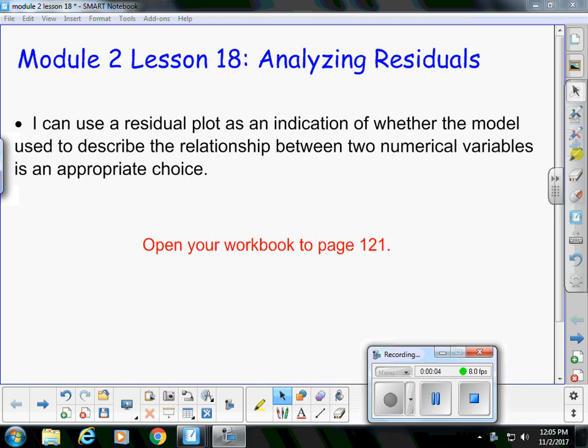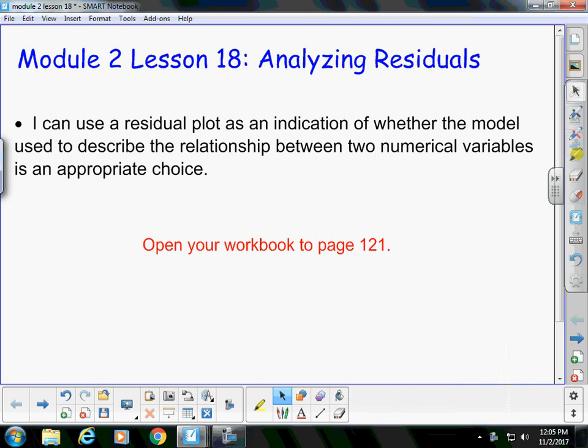Lesson 18, Analyzing Residuals. I can use a residual plot as an indication of whether the model I will use to describe a relationship between two numerical variables is an appropriate choice. So in this lesson, we're going to be looking at residual plots and scatter plots and determining whether or not it is a linear graph or a nonlinear graph, a curved graph.